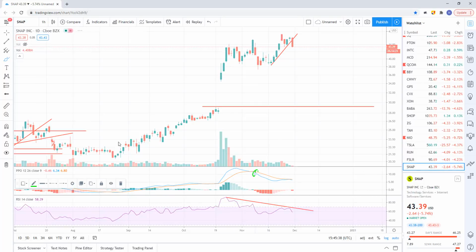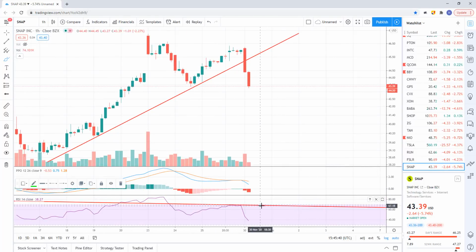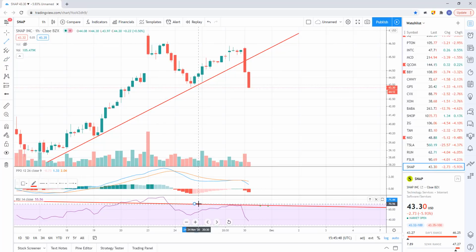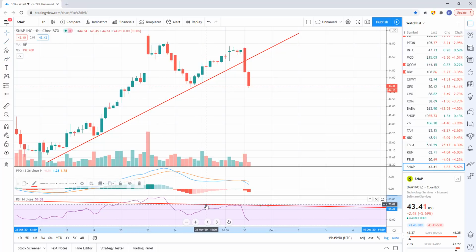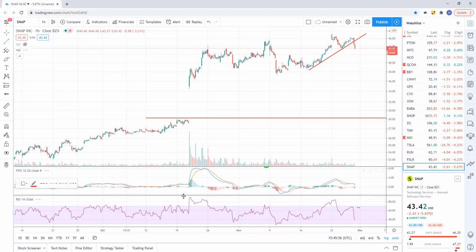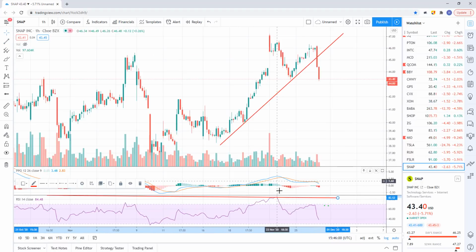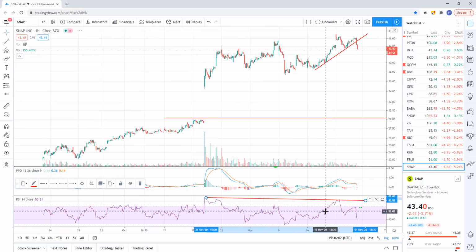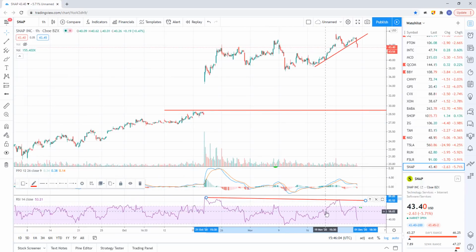If you go to the hourly, let me get rid of this just to clean this up. You can see we also have negative divergence there on the hourly. Let's see if we have it. Well, yeah, you've got it kind of coming back here, and then that's about it really. It's not really on the hourly, but it is on the daily.